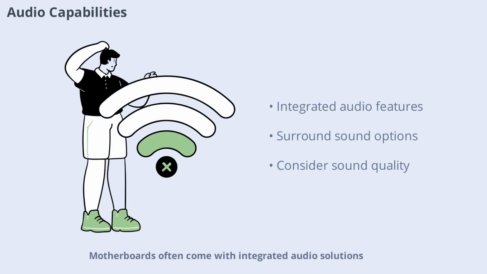Motherboards often come with integrated audio solutions providing sound output for speakers and headphones. Some offer advanced features like surround sound or high-definition audio. We'll discuss what to look for in onboard audio, when you might need a dedicated sound card, and how audio quality can impact your experience, especially for gaming or media consumption.